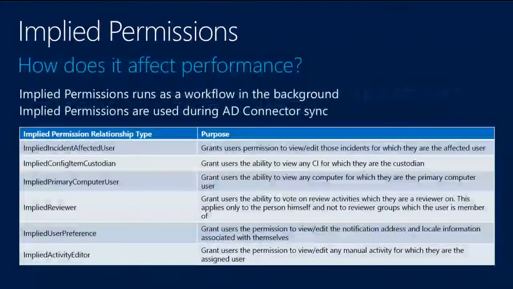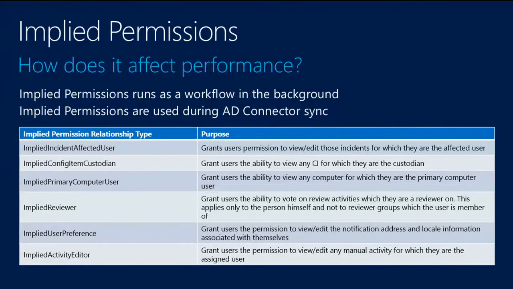There are actually 6 different rules, which do 6 different things. Implied permissions is a background job, running constantly in the background. If you have a really large organization with many users and many objects in your database, implied permissions can kill your Service Manager performance. If you're a large organization above the supported configuration, and that's 50K users or more, this will get out of hand. Then you might have to disable your implied permissions.